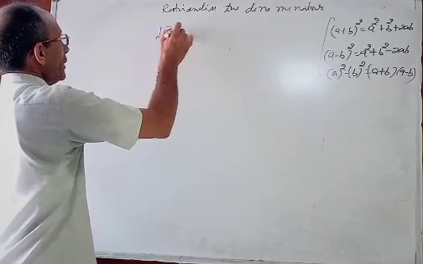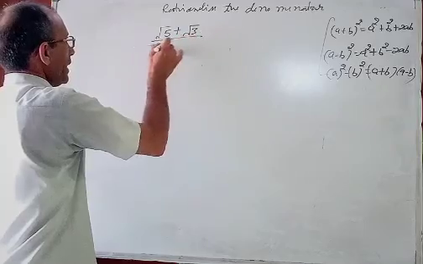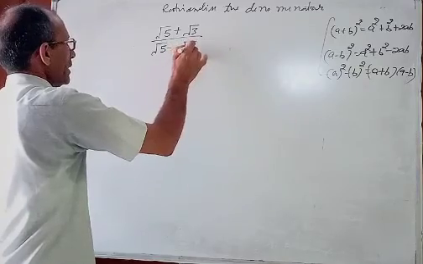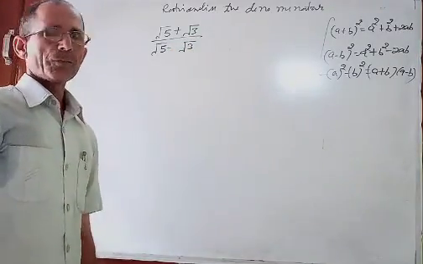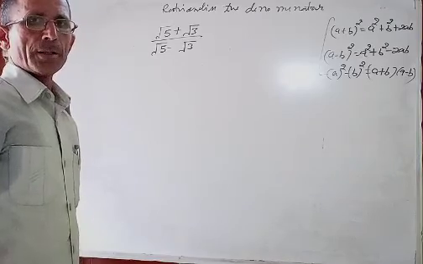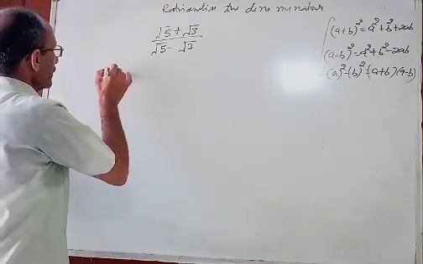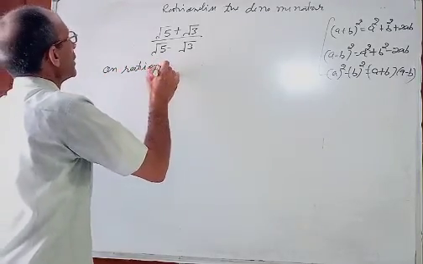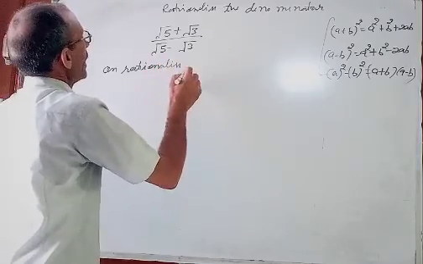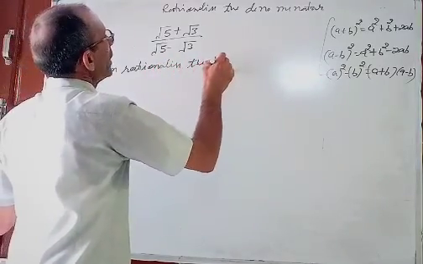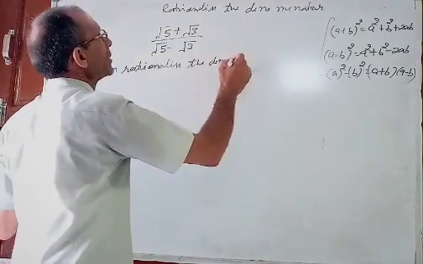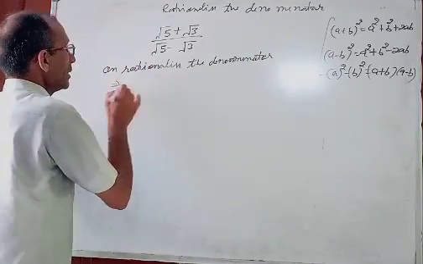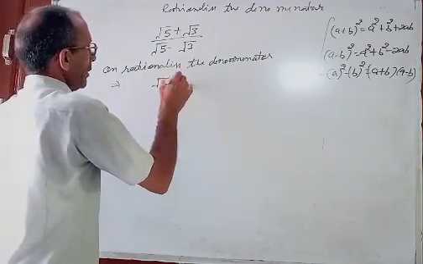Root 5 plus root 3 by root 5 minus root 3. Rationalize the denominator.